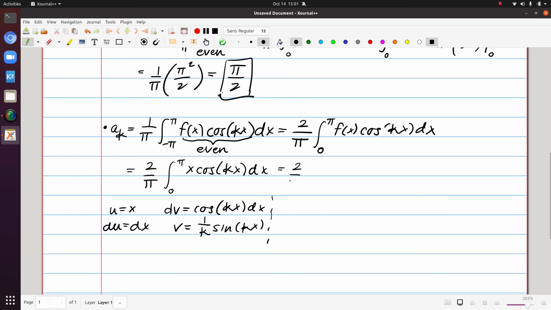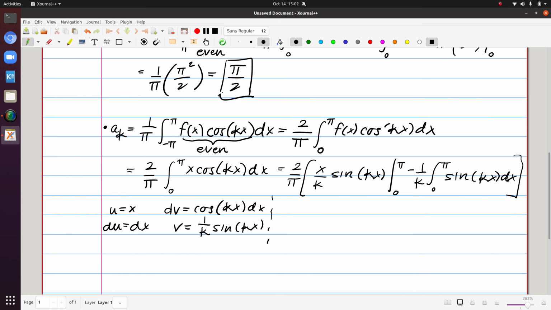Using this, I still have the 2 over pi, and now I have x over k sine kx. This is evaluated from 0 to pi. And then we have minus 1 over k, the integral from 0 to pi of sine kx. So this is what we need to evaluate. Now I'm going to pause and address the first part, and by that I mean this part here. And notice that there are two things going on.